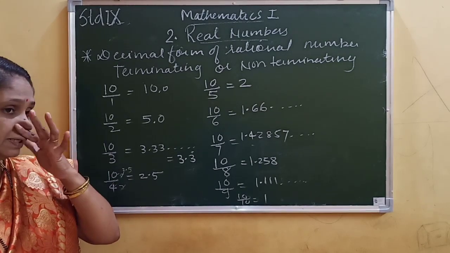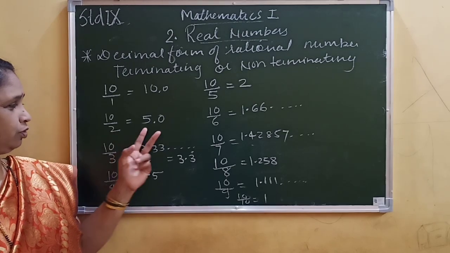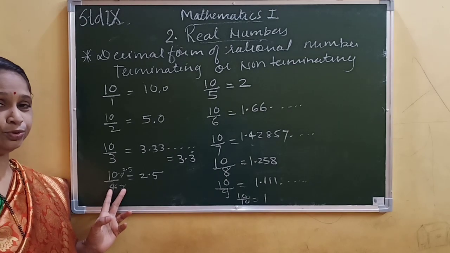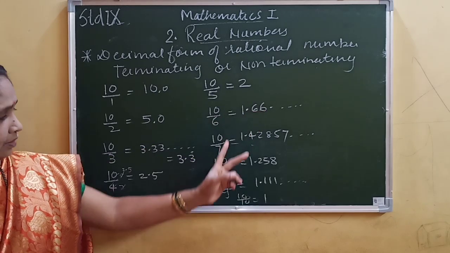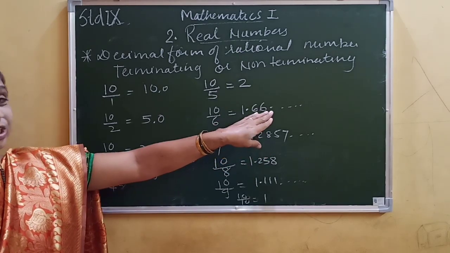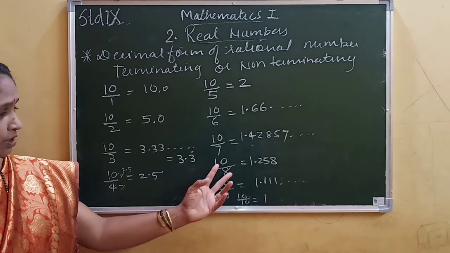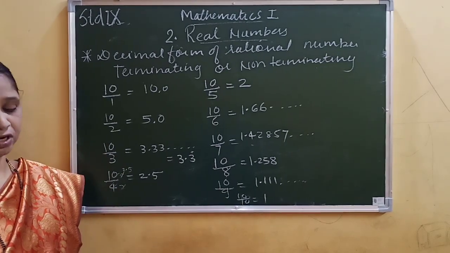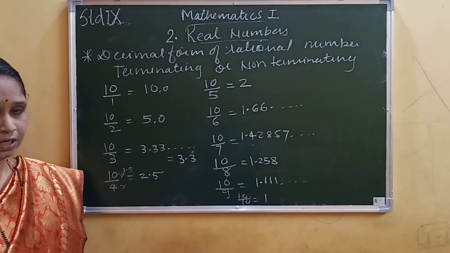See here, the denominators of the rational numbers are 2, so its division is terminating. Here the factor is 2 into 2, so this division is also terminating. Here 5 is also terminating. Here 8, 2 is there, but the other factor is 3, which means the division is not terminating. If the other factors are 2 or 5, then it is terminating. The rest are not terminating. So you have to remember this while solving the examples.